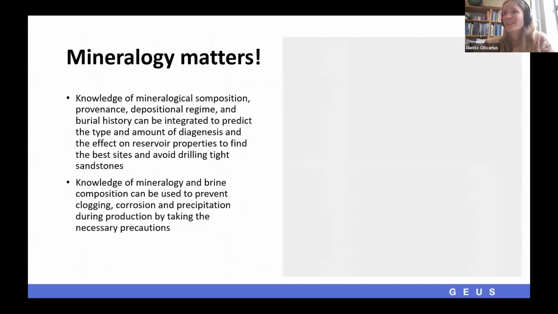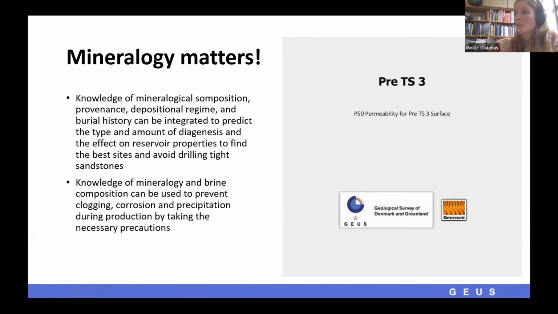So yeah, conclusion here is that mineralogy really matters to be able to estimate the reservoir quality of these geothermal reservoirs. So knowledge of the mineral composition, provenance, deposition, and burial history can then be integrated to predict the type and amount of diagenesis and how it affects reservoir properties, and then avoid drilling tight sandstones. And then knowledge of the mineralogy and also brine composition can also be used to prevent clogging and corrosion and precipitation during production of the geothermal plants by taking the necessary precautions.